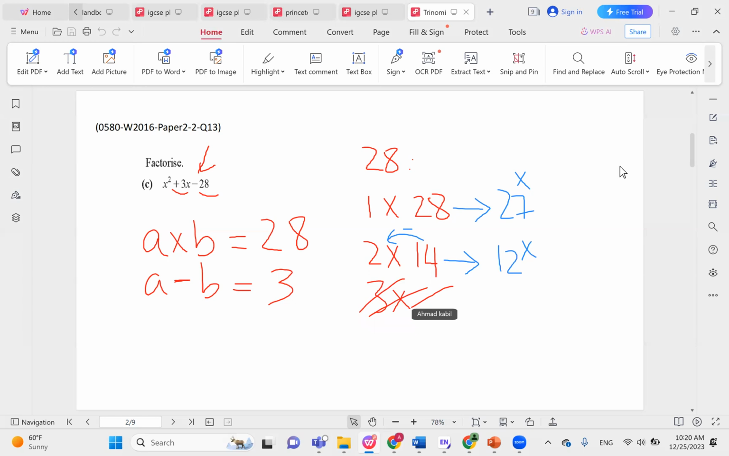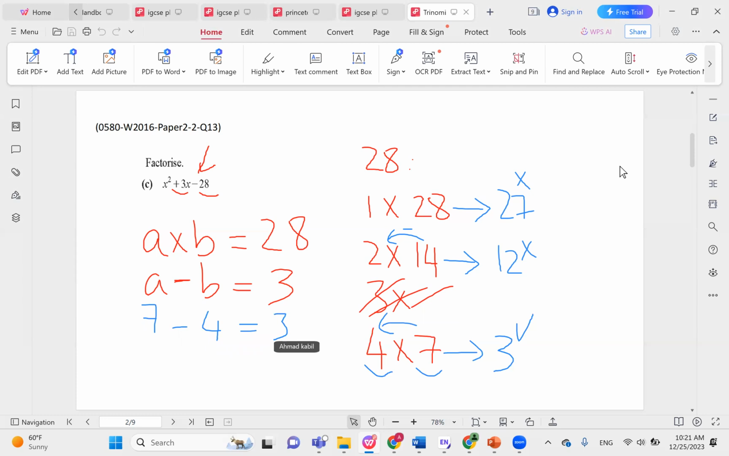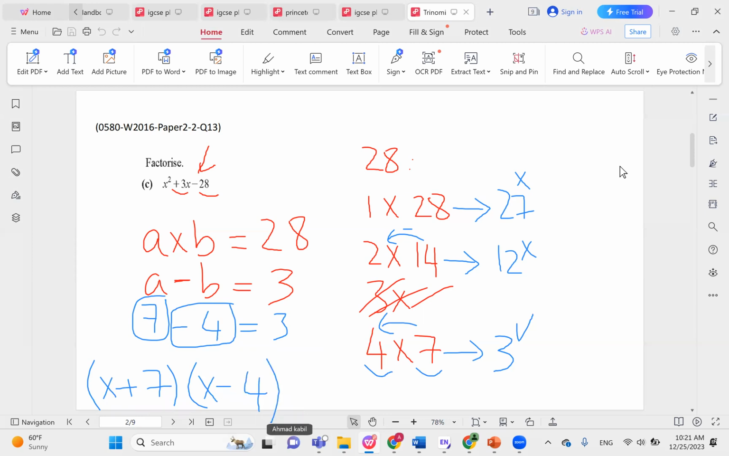Now let's go for 4. 4 multiplied by 7 gives us 28. And the difference, 7 minus 4, gives us 3. This is the correct difference we're looking for. So 4 and 7 are the two numbers, since their product is 28 and their difference is 3. So we write 7 minus 4 equals 3. Our factors are going to be positive 7 and negative 4. So we write x plus 7 and x minus 4 as our final answer.